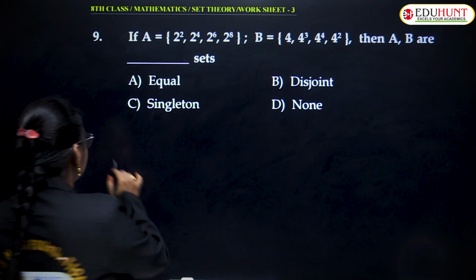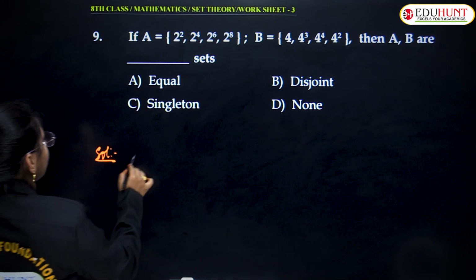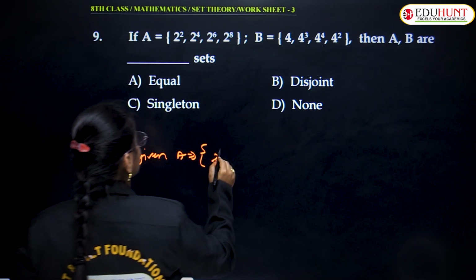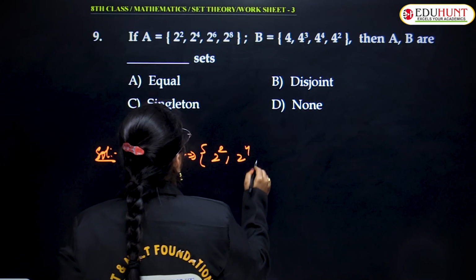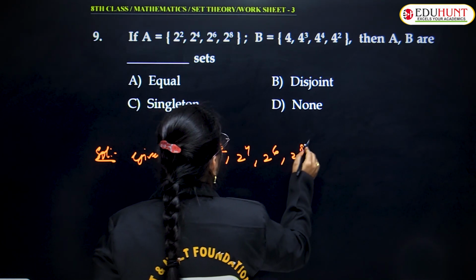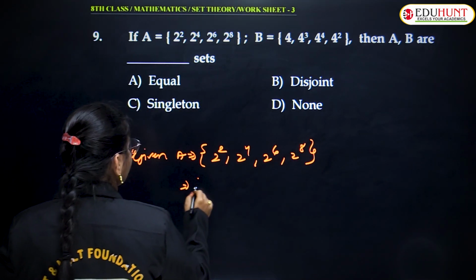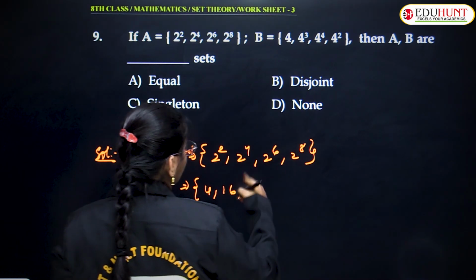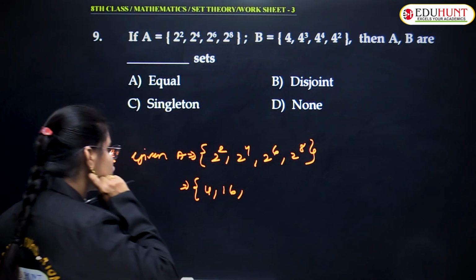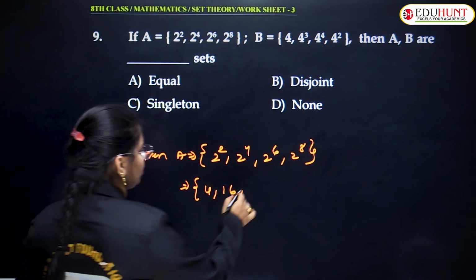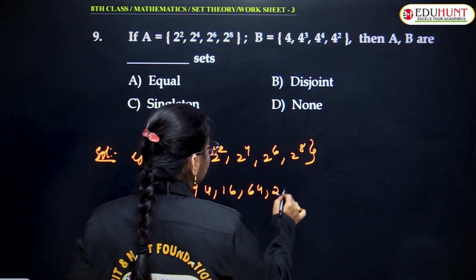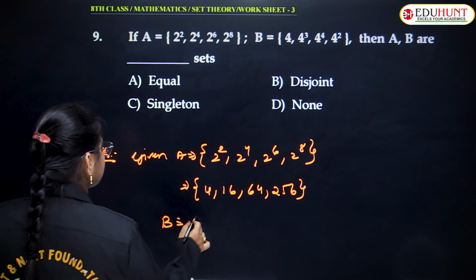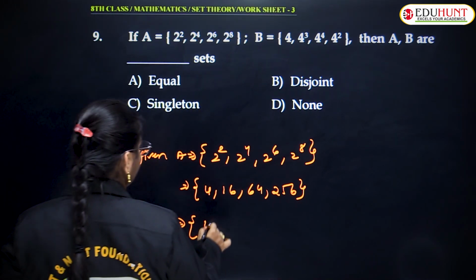So, what is the question they gave? Given A is equal to {2 square, 2 power 4, 2 power 6, 2 power 8}. So, what do you mean by this? 2 square is 4, 2 power 4 is 16, right? 2 power 6 is how much? 64. 2 power 8 is how much? 256, right?